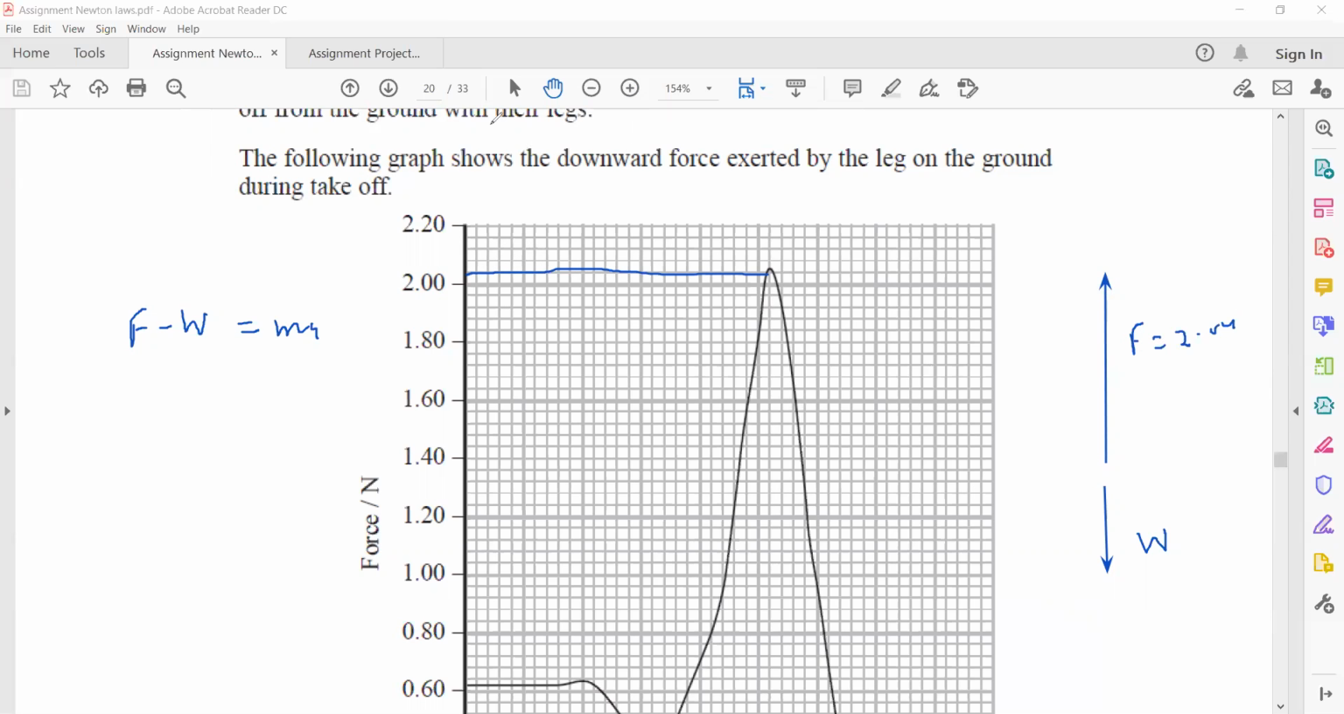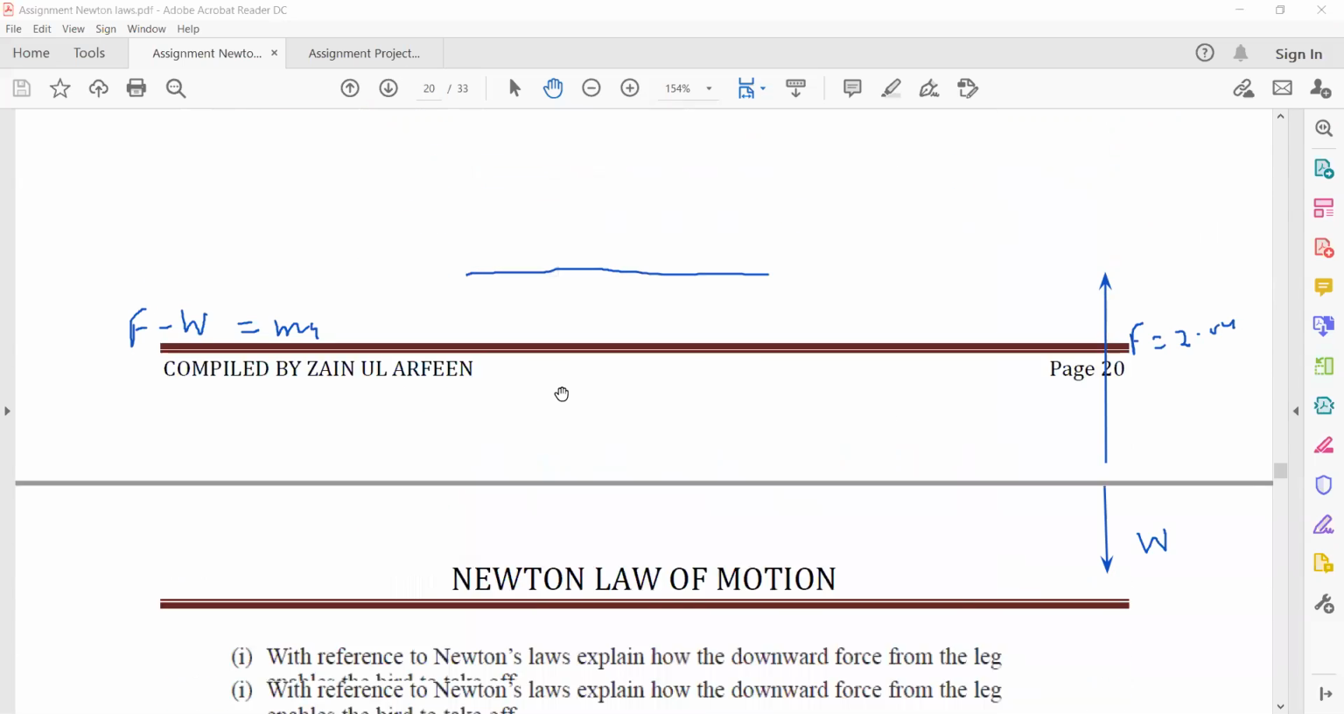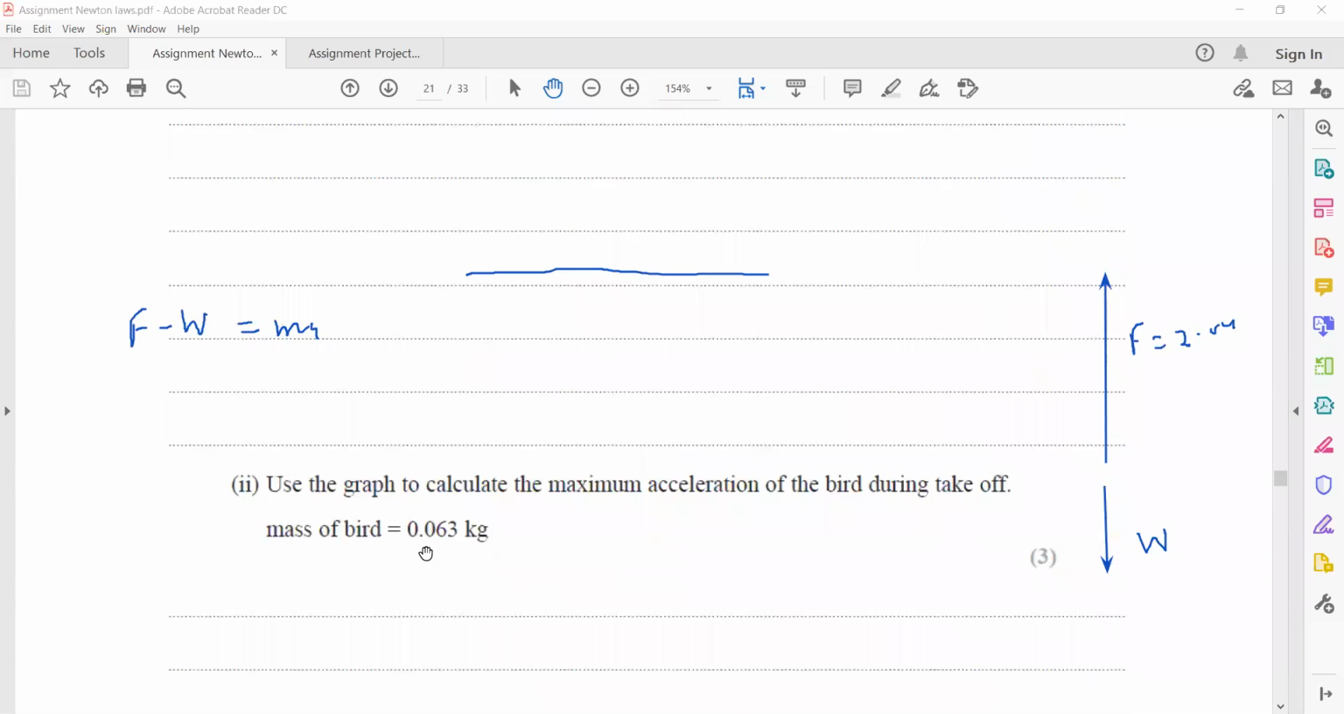And the weight, you can work out the weight. The mass of the bird is given in the question, which is 0.063. So you can work out the weight, which is 0.063 multiplied by gravity, 9.8, and substitute the value. m is the mass of the bird, so you can get the acceleration for the take off or lift of the bird. Is it clear?